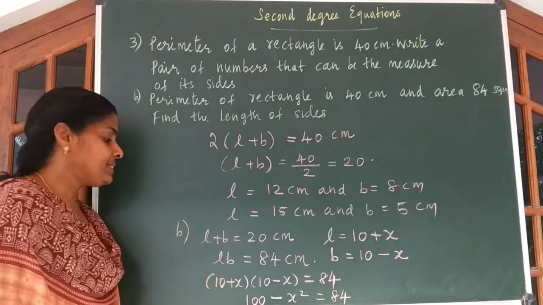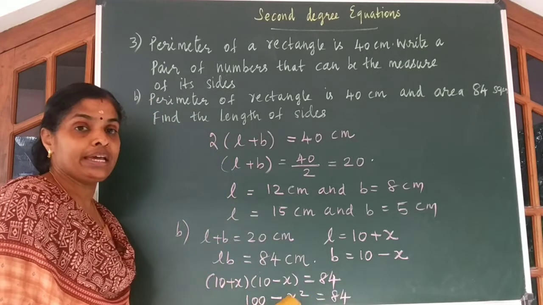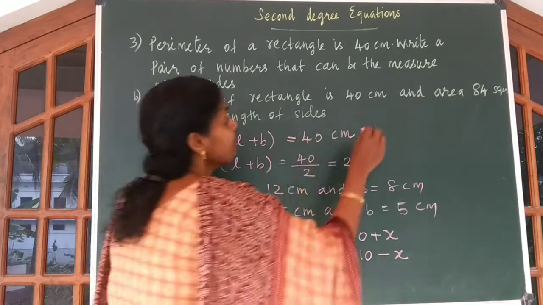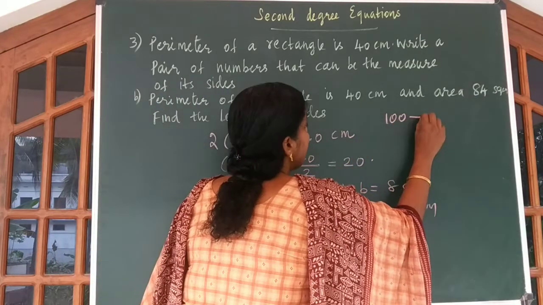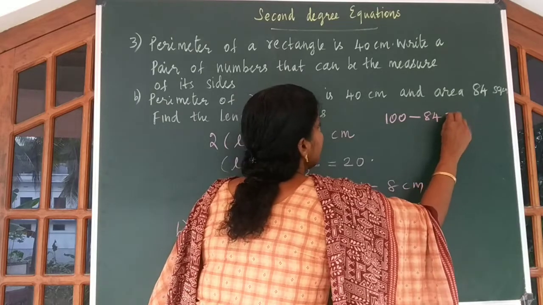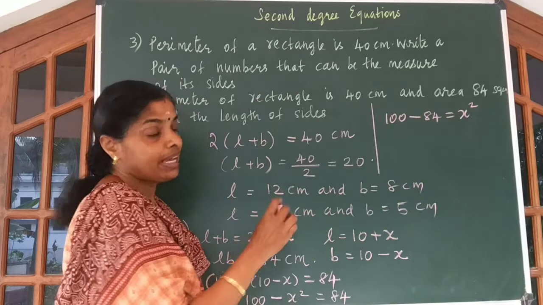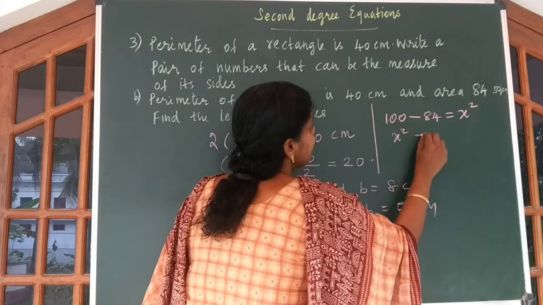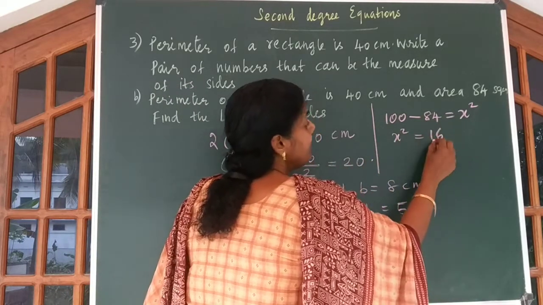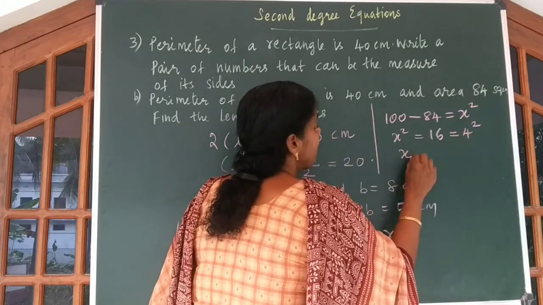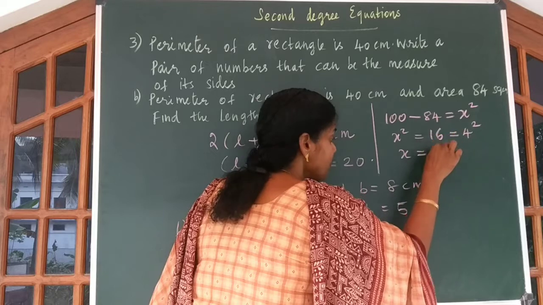Now let us take minus x square to the other side of the equal to sign, so that you get 100 minus 84 is equal to x square. Otherwise, we can write x square is equal to 16. Now 16 is nothing but 4 square. So we got x is equal to 4.